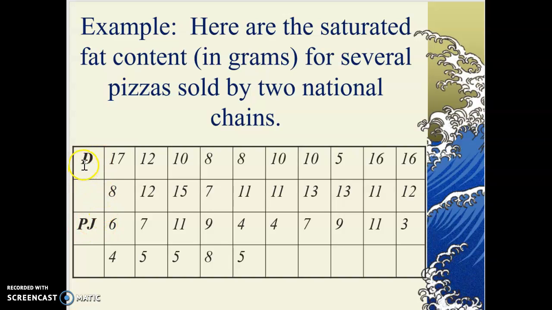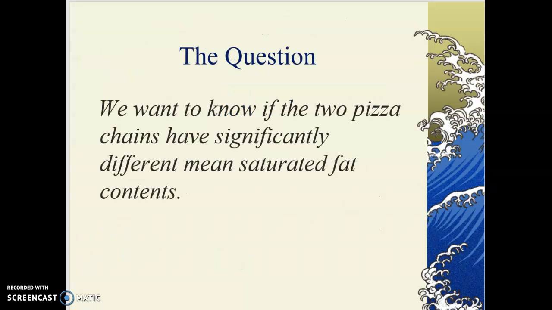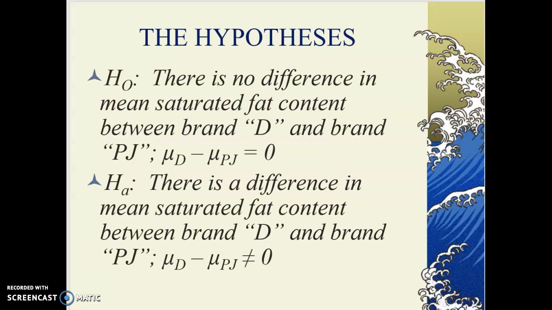You can decide for yourself what pizza stores need to be represented by these, but this is what we're going to use. So we need to enter this into our calculator. It looks like there's 20 measurements for pizza chain D and 15 measurements for chain PJ. The question is, we want to know if the two pizza chains have significantly different mean saturated fat content in their pizza. Let's go ahead and look at the hypotheses.